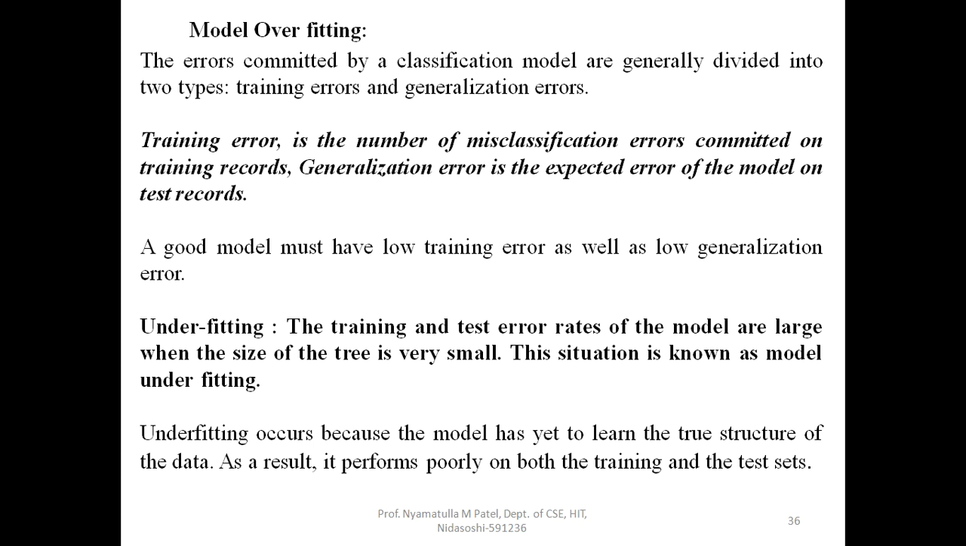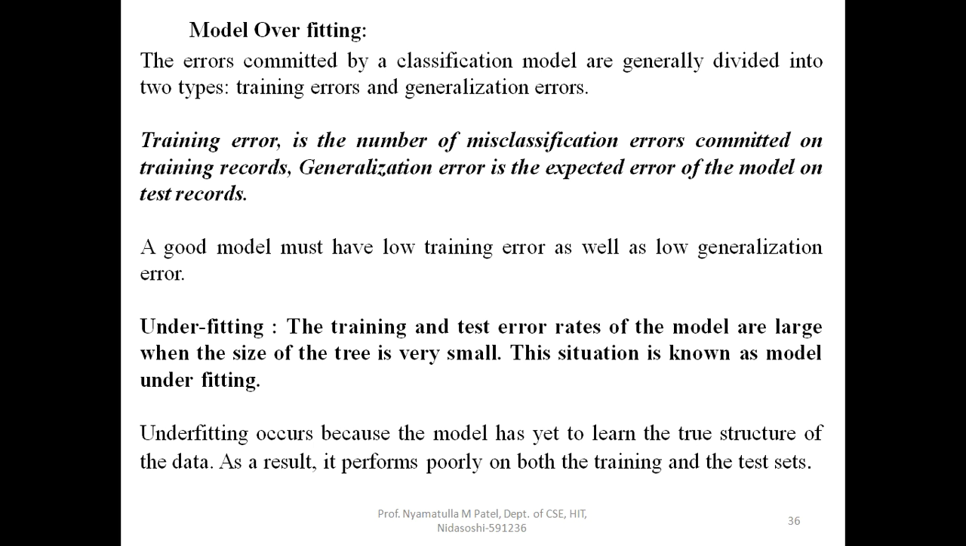Now coming to underfitting. What is underfitting? The training and test error rates of the model are large when the size of the tree is very small. Why do these training and generalization errors occur? They will be large when the tree is very small, meaning the test conditions at the various child nodes have not been properly performed. This leads to a problem called model underfitting.